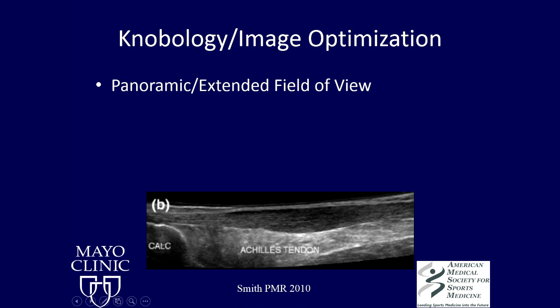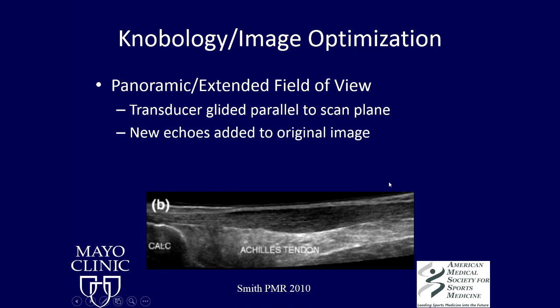Another thing that you can do with knobology is the panoramic or extended field of view image. So if this is your Achilles tendon and you're doing a standard image, then you might only get this small area. But the pathology, which is a fairly large area here, you want to know where that pathology is relative to your distal image, and it's really nice to have the entire thing on one screen. So essentially you glide your transducer over the top of this, and the ultrasound machine will electronically add these echoes together and create a long image.